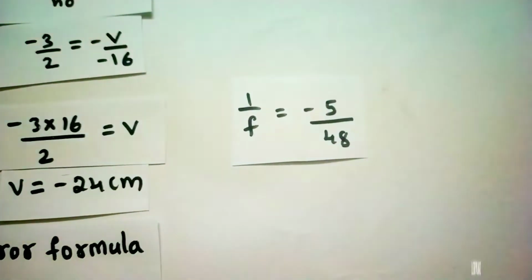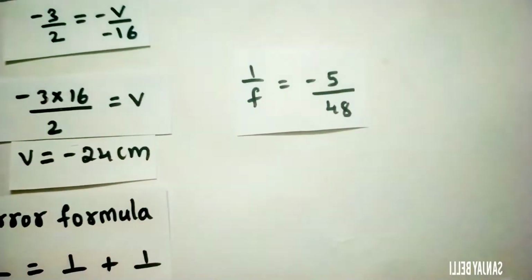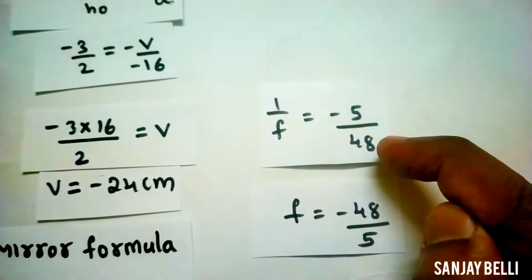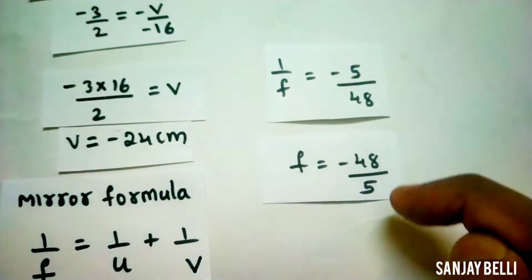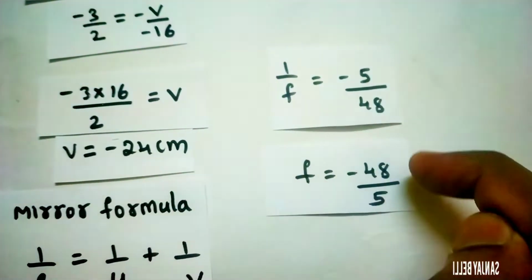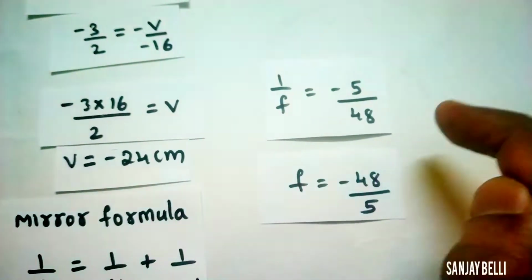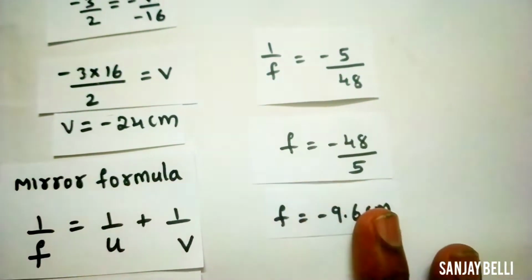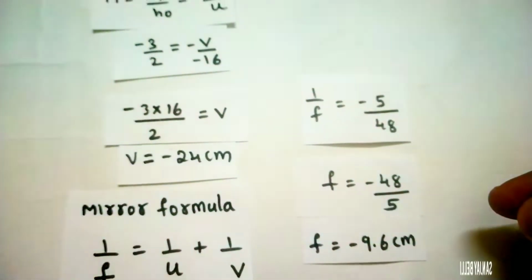But we want F, so take the reciprocal. 1 by F equals minus 5 by 48, then F equals minus 48 by 5. Here you can cancel in the 5 table: 5 9s are 45, 3 remains, then a point, and 5 6s are 30. Then F equals minus 9.6.